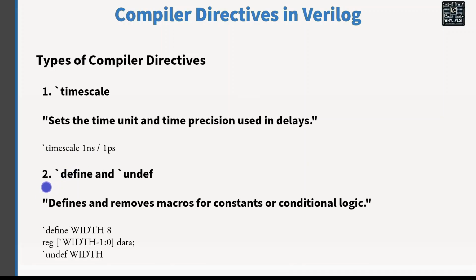Next are `define and `undef. This compiler directive defines and removes a macro for constants or conditional logic. If you use `define WIDTH 8, you are setting the width value as 8. Now you can use this WIDTH everywhere. Say you want to change the width from 8 to 12. Instead of going to each and every place, you can replace 8 with 12 here.